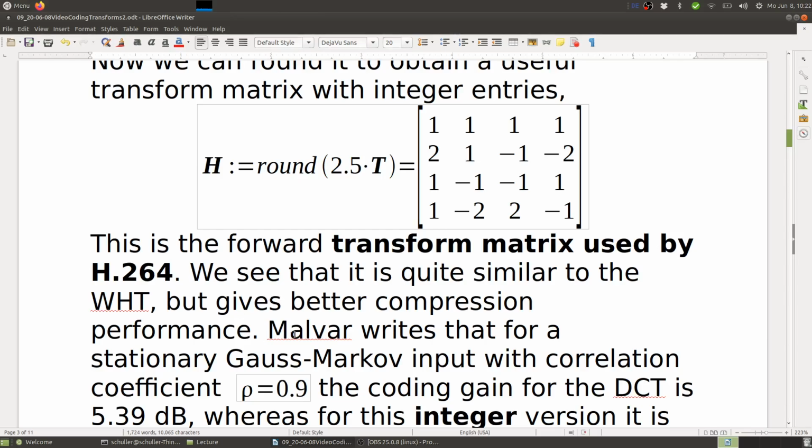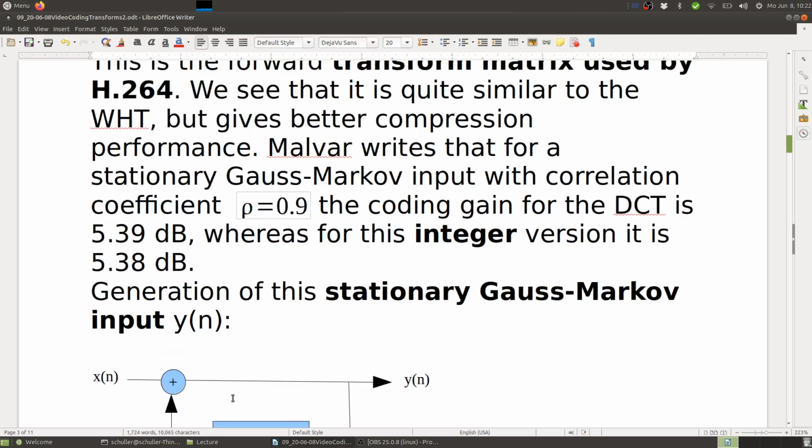Malvar writes that for a stationary Gauss-Markov input with correlation coefficient ρ equals 0.9, the coding gain of the original DCT is 5.39 dB, whereas for this integer version it is 5.38 dB. So it's just a loss in coding performance of 0.01 dB. This is very little.